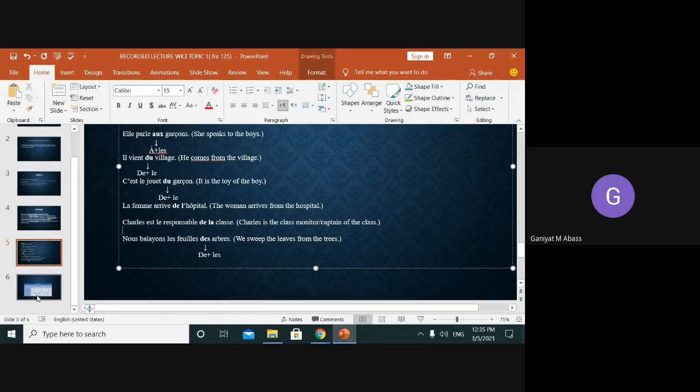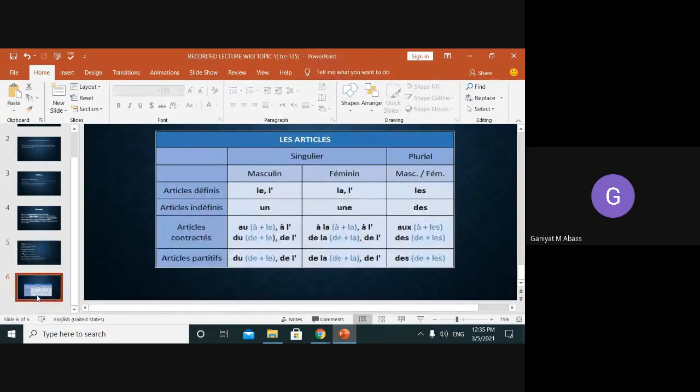Okay, and then here is a table that shows you all the different kinds of articles we've treated. Apart from definite and indefinite articles, we've also talked about contracted articles. You can see them in the table here. Article défini, article indéfini, article contracté, article partitif. As you can see in the table, the masculine form, the feminine form, and the plural form of all these articles are what you are going to be seeing on this table.